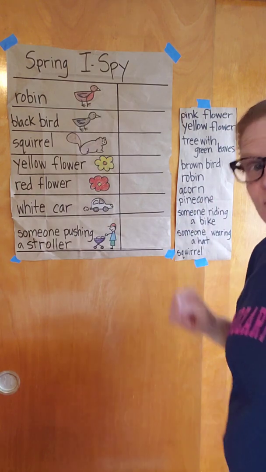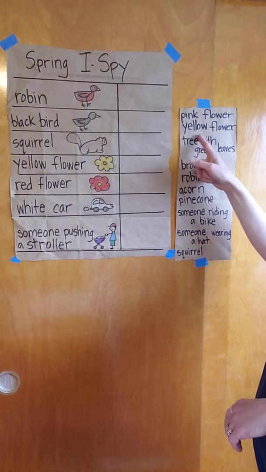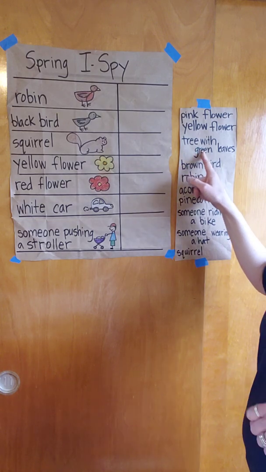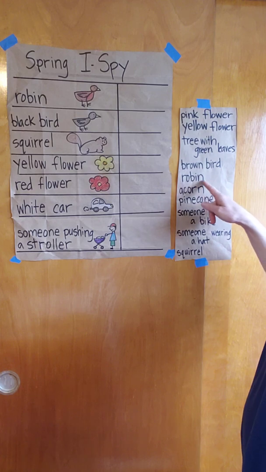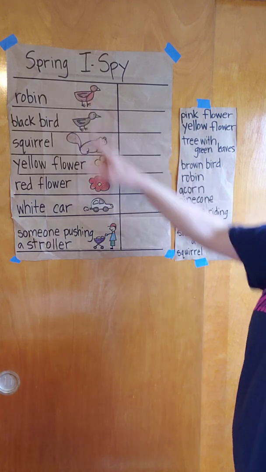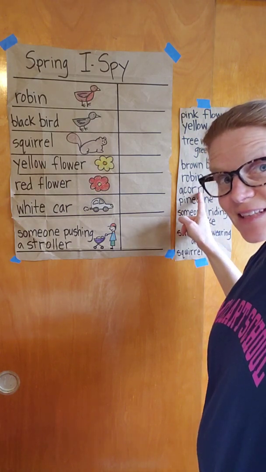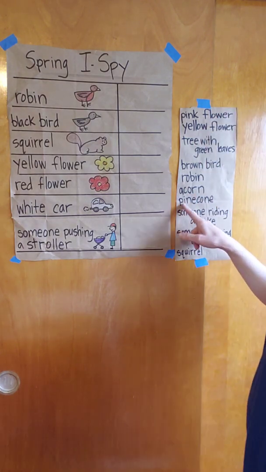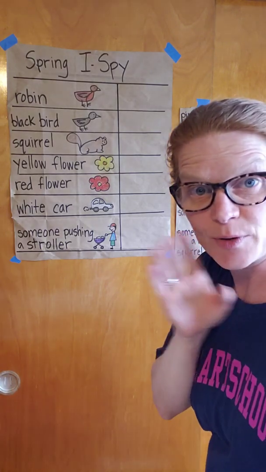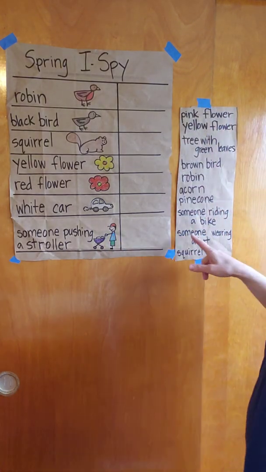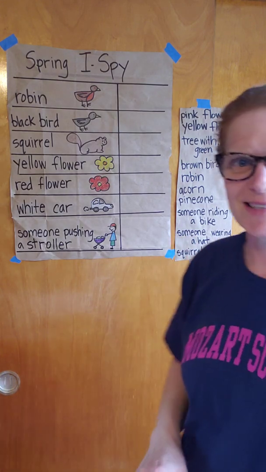Some other ideas for things that you might want to include are different colored flowers, like a pink or yellow flower. Maybe a tree with green leaves, because that's a sign of spring. A brown bird, a robin, like I had on my big list. An acorn. Lots of squirrels are looking for things to eat, so maybe you'll see an acorn or a pine cone. Maybe you'll see someone riding a bike. Maybe you'll be someone riding a bike. I don't know. That's something you do in the spring. Someone wearing a hat. And there's our old friend the squirrel again. That makes the list a lot.